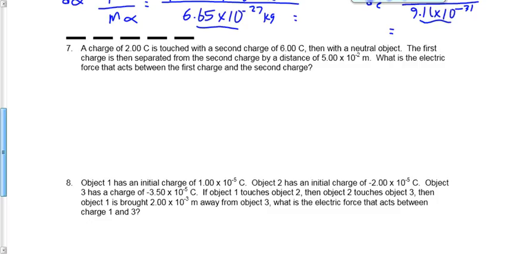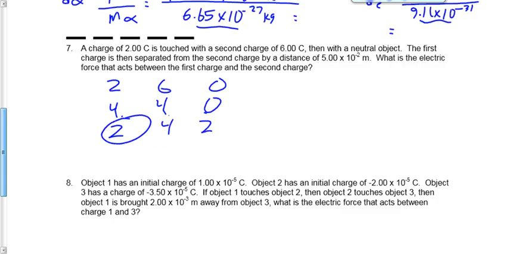If we're going to do that, then we better draw that little table that we've drawn in problems like that before. We start off with 2 coulombs, 6 coulombs, and 0 coulombs. First touches the second. 2 and 6 is 8. Divided by 2 is 4. So it becomes 4, 4, and 0. Then the first one is touched with a neutral object. 4 and 0 make 4. Divided by 2 is 2 and 2. So my 2 charges that I care about here are 2 coulombs and 4 coulombs.